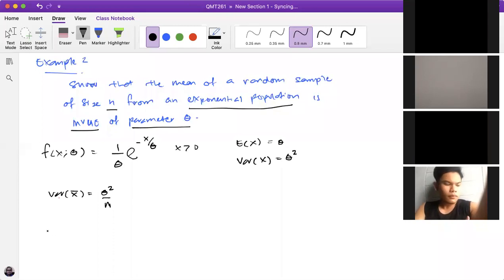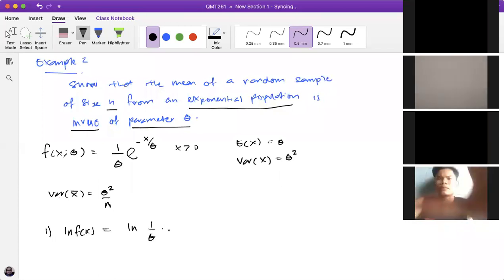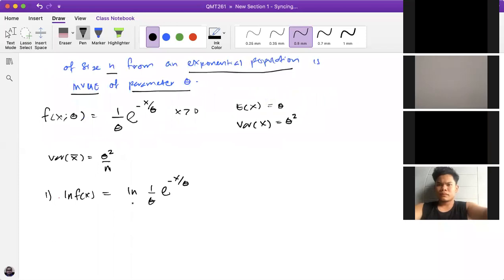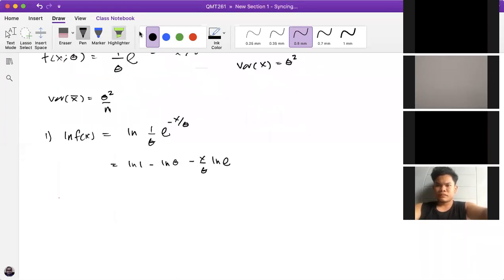For the first step, we need to find the ln of f(x). So ln f(x) is ln of 1 over theta exponential negative x divided by theta. This equals ln 1 minus ln theta minus x divided by theta times ln exponential. Ln 1 is 0 and ln exponential is 1. So what is left is negative ln theta minus x divided by theta.